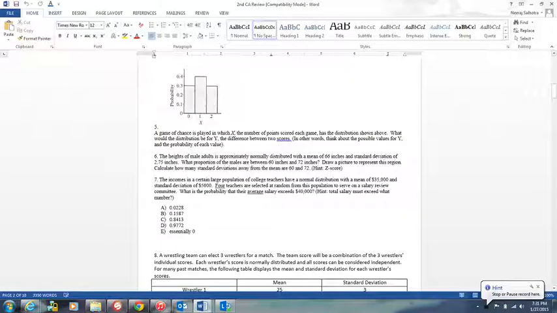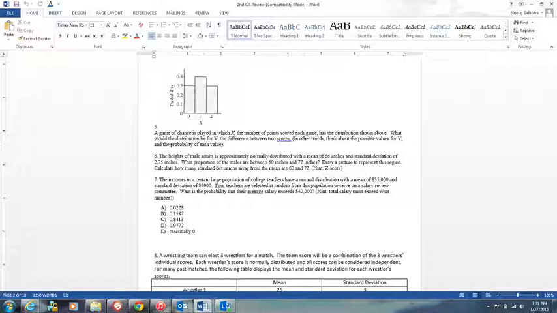So the first one is number 5 from Unit 5. It says a game of chance is played in which X, the number of points scored in each game, has the distribution shown above. What would be the distribution for Y, the difference between two scores? In other words, think about the possible values for Y and the probability of each value.